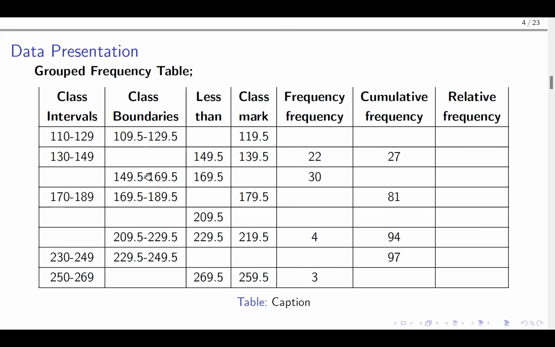And here you have your class boundaries. Okay. Now, you have here also less than, that is the lower, less than, class mark. It all depends on what you are working with, what kind of diagram or graph you are trying to draw, and what column of the table is needed. Okay, so this is how a grouped frequency table looks like.